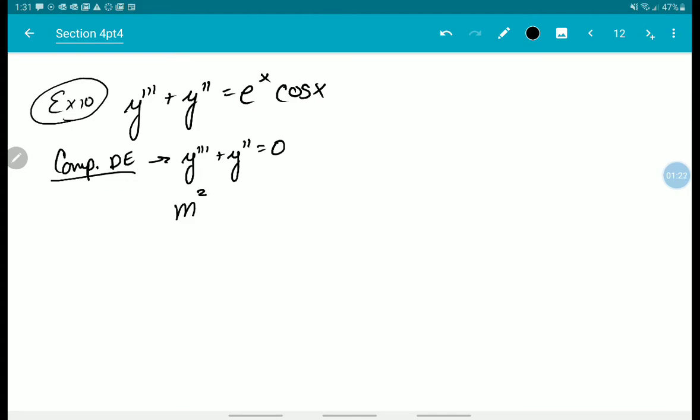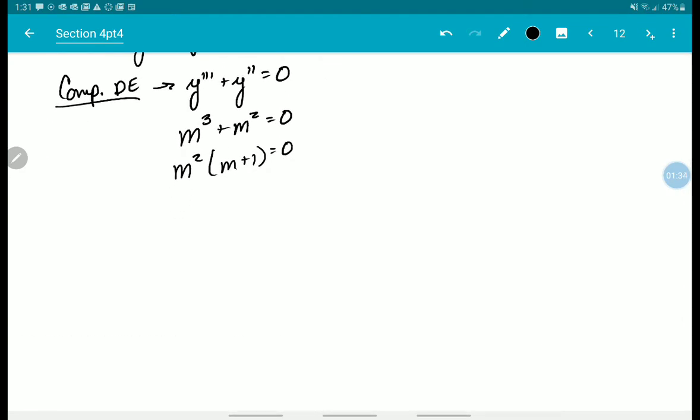Our auxiliary equation would be m cubed plus m squared is equal to 0. We could factor out an m squared, which leaves us with an m plus 1. So we know we have 3 zeros or 3 roots. We have m is equal to 0. Now that does have a multiplicity of 2. That will play into what our complementary solution looks like. And then we have m is equal to negative 1, which has a multiplicity of 1.